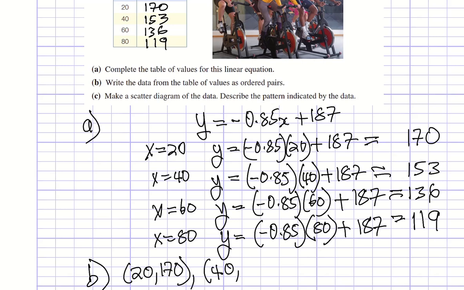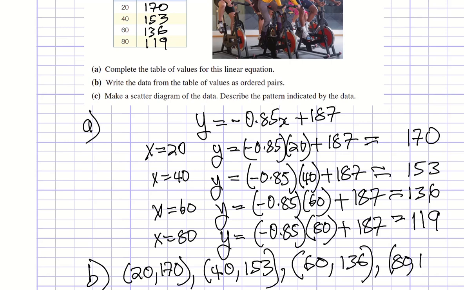40. The X value is first. 40, 153, 130. I'm sorry. You have to put the value of X first. Okay, 60, 136, okay? And then 80, and what is that? 119. That's it. We write it as ordered pairs.